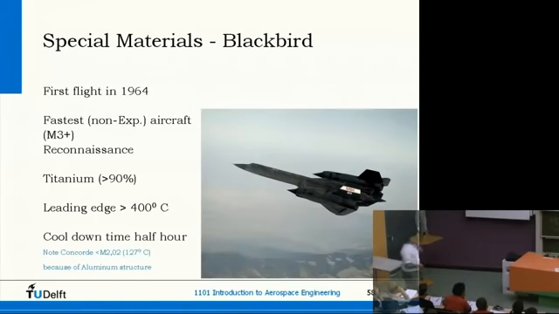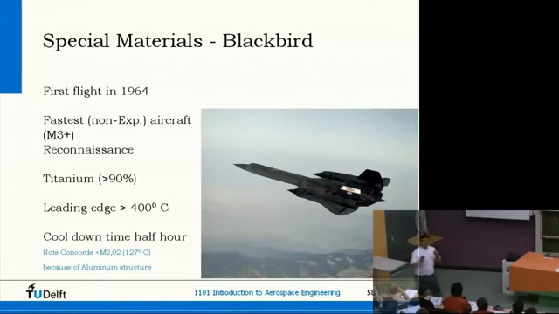Another one, Blackbird. It is made of titanium for more than 90%. It flies at Mach 3, so very high speeds. Temperatures of the leading edge up to 400 plus degrees. So that's also rather hot.